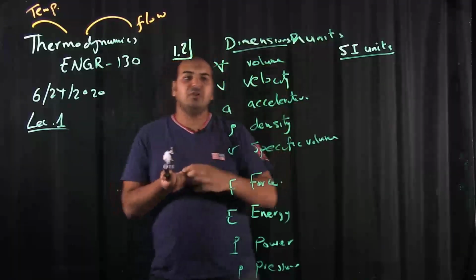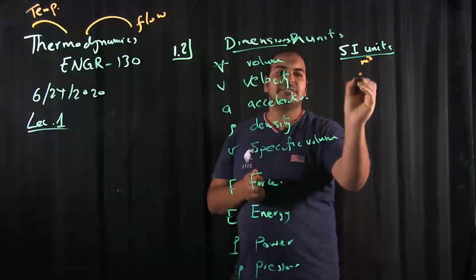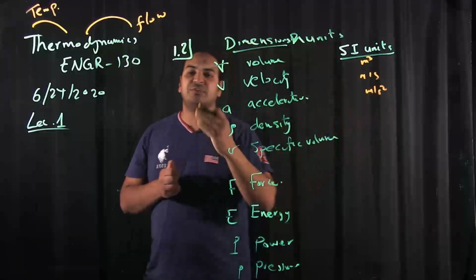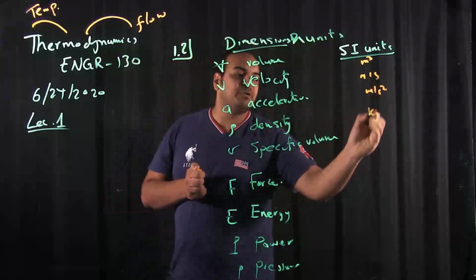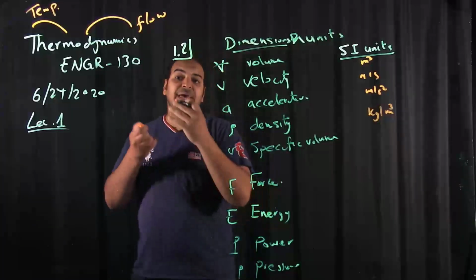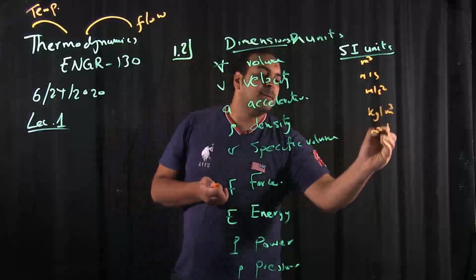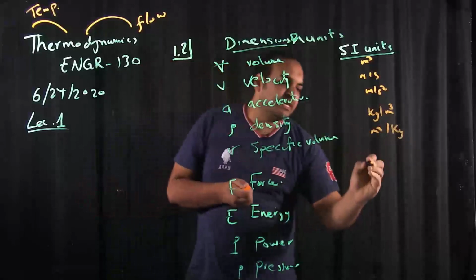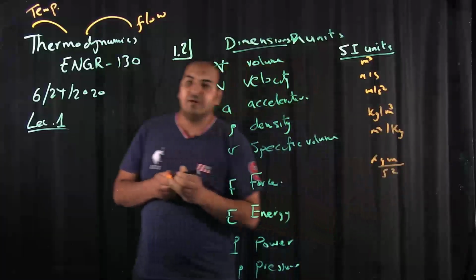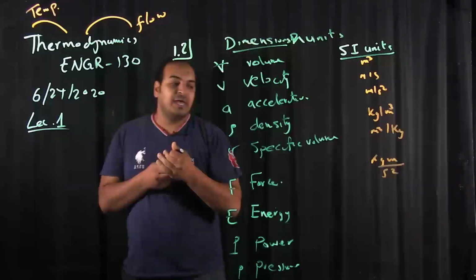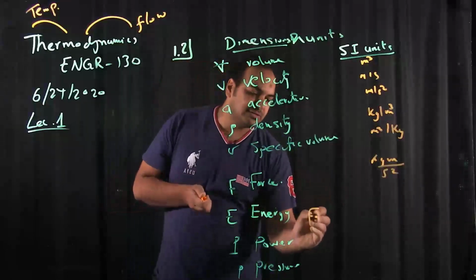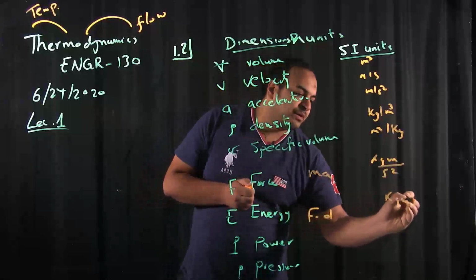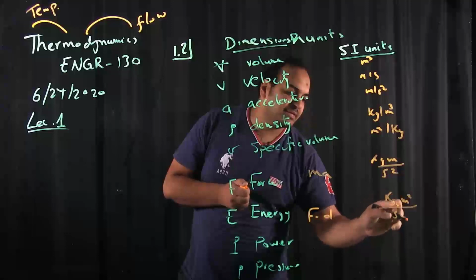In SI units, volume is meter cubed, length cubed. Velocity, meter per second, the rate of change of distance. Acceleration, meter per second squared, the rate of change of velocity. Density, mass per unit volume, kilogram per meter cubed. Specific volume is volume per unit mass, which is meter cubed per kilogram. Force is mass times acceleration, which is kilogram meter per second squared. We have done this in our lecture. This is just a repetition. Energy is force times distance, so it is kilogram meter squared per second squared.